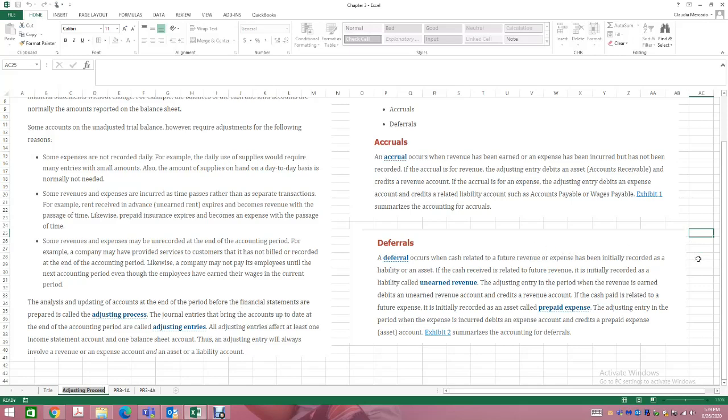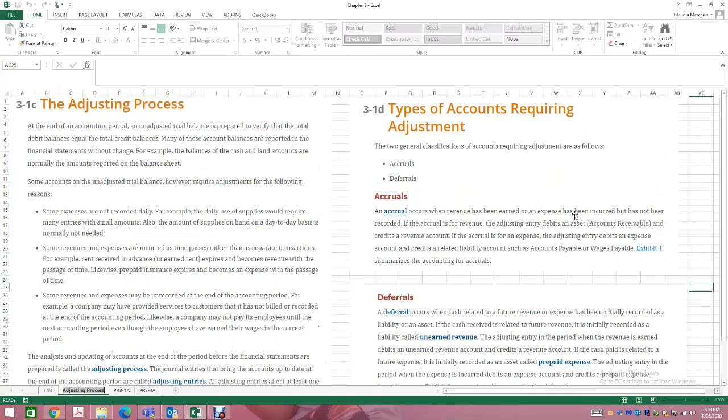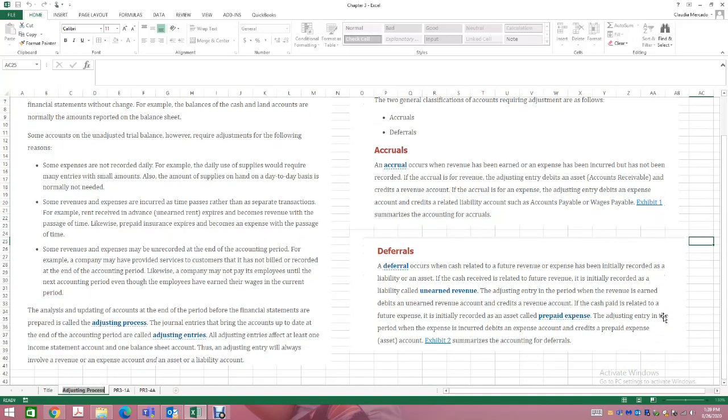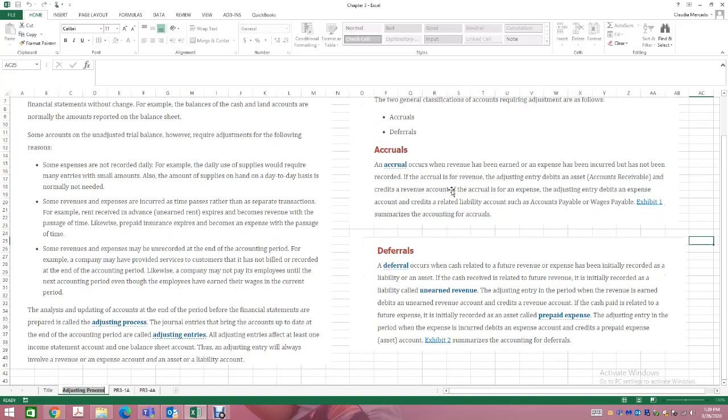And then the textbook goes on to explain the two types of classifications for adjustments, which are either accruals or deferrals. And then your textbook defines what an accrual and a deferral is. So basically, an accrual occurs when the revenue has been earned or an expense has been incurred but has not been recorded. Okay, so we are pending to record that entry, so we must do an accrual entry at the end of the month. A deferral occurs when cash related to a future revenue or expense has been initially recorded as a liability or an asset.